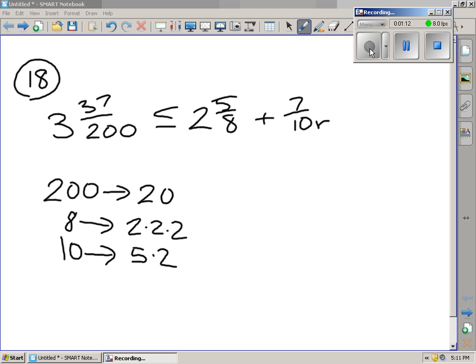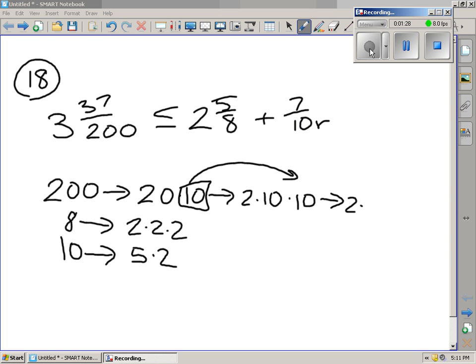So 20 times 10 gives you 200. 20 can be broken down into 2 times 10. And then we just carry over that other 10. And then the 10s can be broken down into 2 times 5. So we have 3 2s and 2 5s.